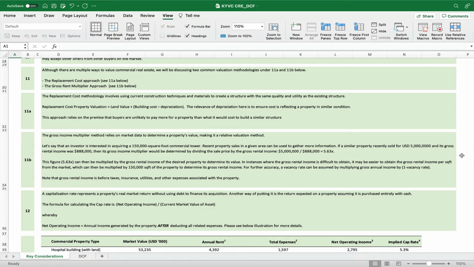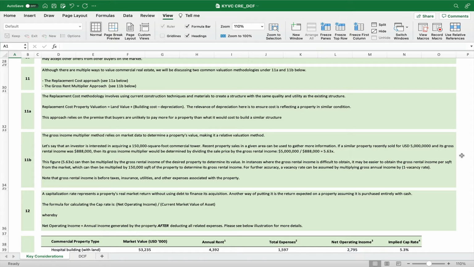Now you might ask, how will I know what the gross income for that commercial tower is if I do not have access to the data? That's a great question. The best you could do in this case is try to get comparable metrics from the market per square foot. So let's say in a certain location, a square foot of commercial real estate is being rented out per annum for $10 per square foot. You can then multiply $10 by the square footage of this commercial tower.